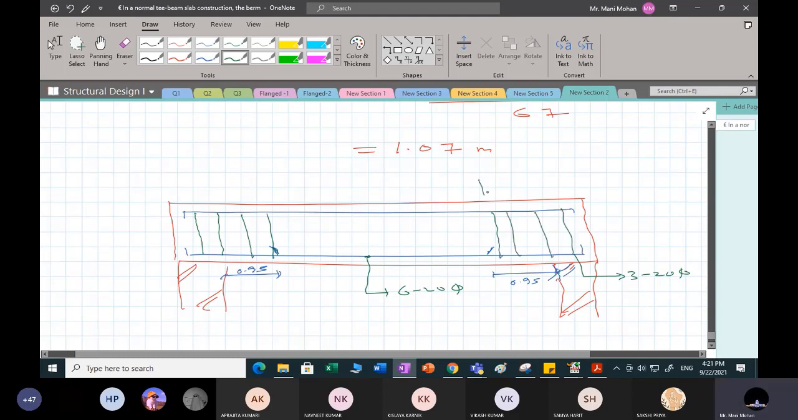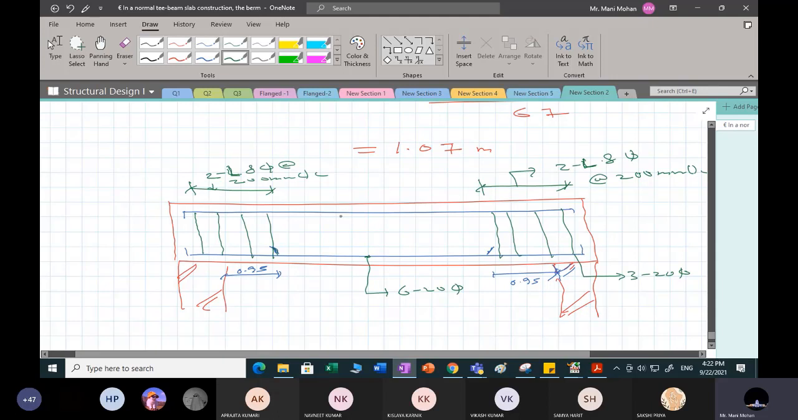And I'll mark this distance from here till here. This is two-legged 8 dia at 200 millimeter center to center. Similarly, from here till where I'm cranking or curtailing the bar, I'm providing my shear reinforcement as two-legged. This is L. Two-legged 8 dia at 200 millimeter center to center.